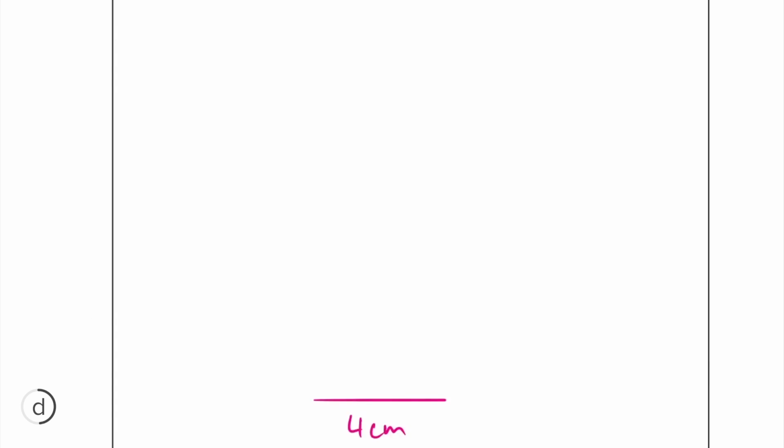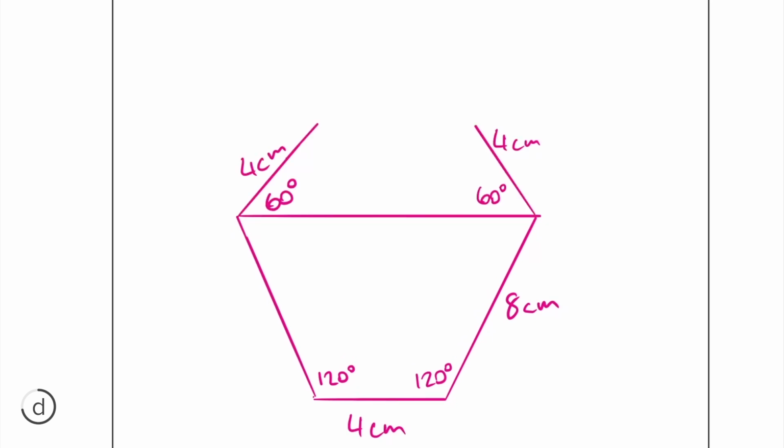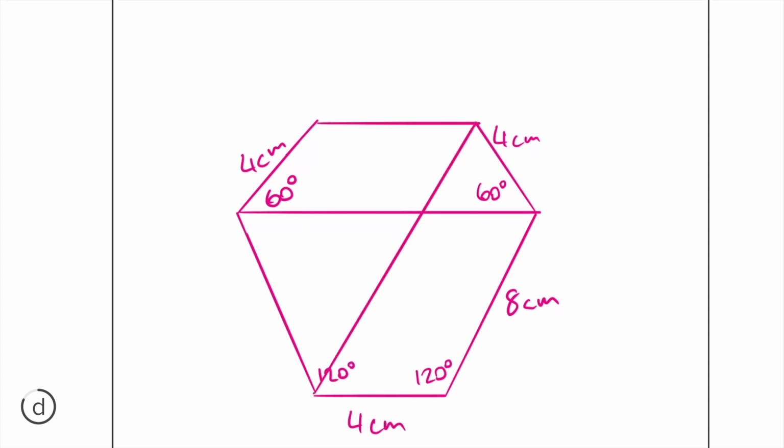So for starters, we draw a base of 4 cm, and then draw a line that's 8 cm long at 120 degrees to this line using a protractor. We also need to do the same on the other side, and then join them together. Then draw 2 lines 4 cm long at 60 degrees to the previous line, join them together, and then draw this last line to finish things off. And that's the end of this question.